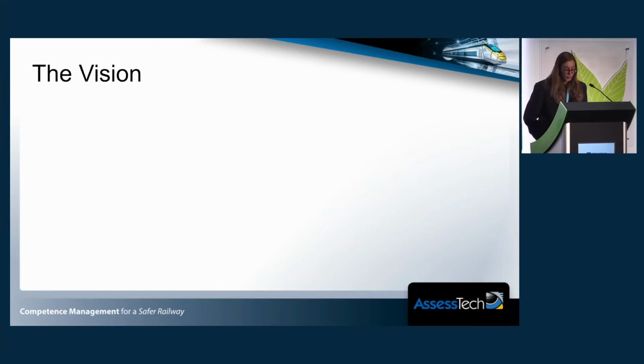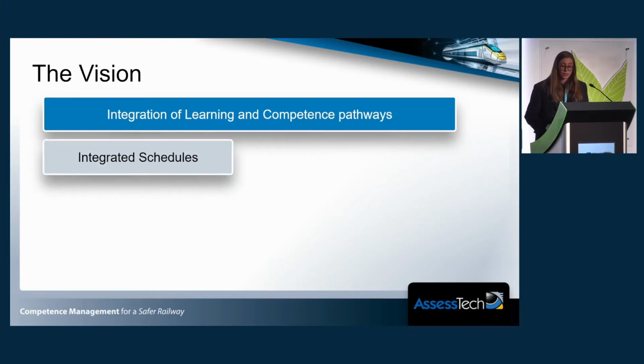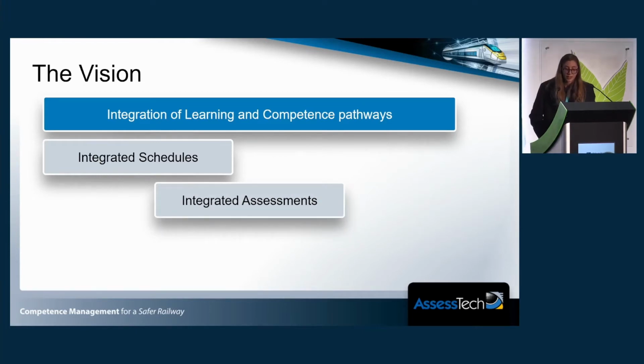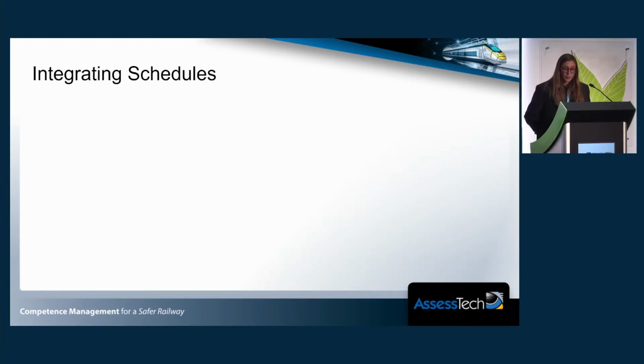So what is this vision that we have for this integration? Ultimately, it's to integrate learning and competence pathways, and we're going to look at 3 ways in which we can achieve that today. So the first of these is through integrating schedules. The second is by integrating assessments. And finally, we're going to look at better visualization in ACMS. So let's start with integrating schedules.